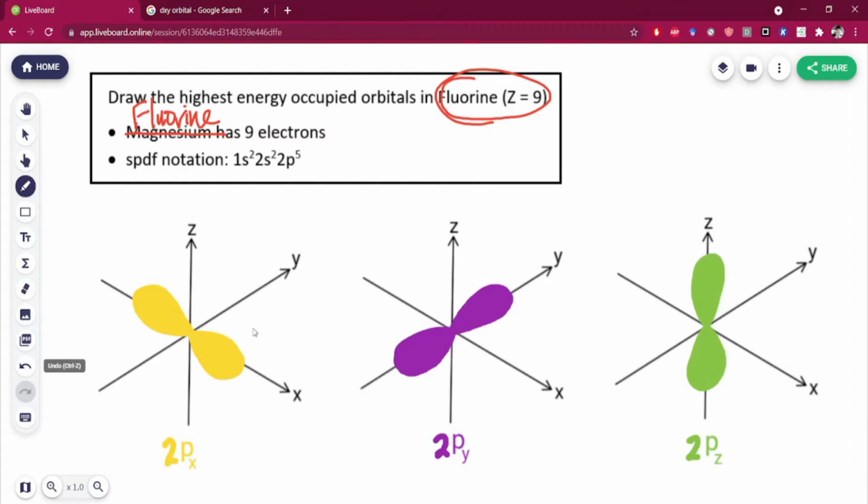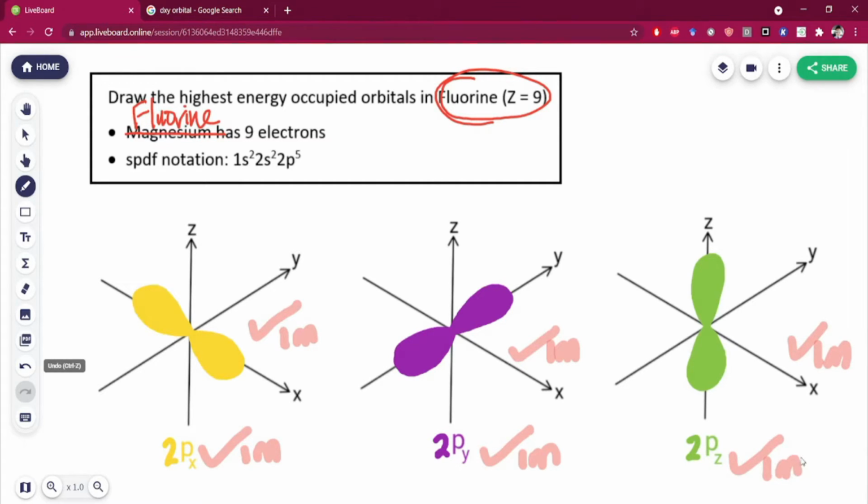So you get 1 mark here, 1 mark there, like so. Right.